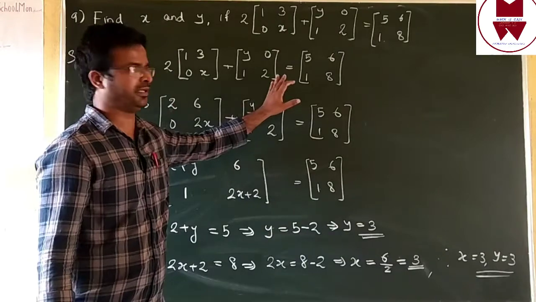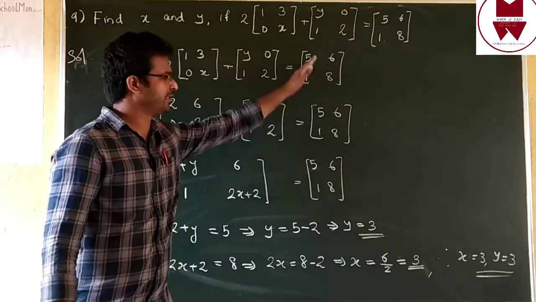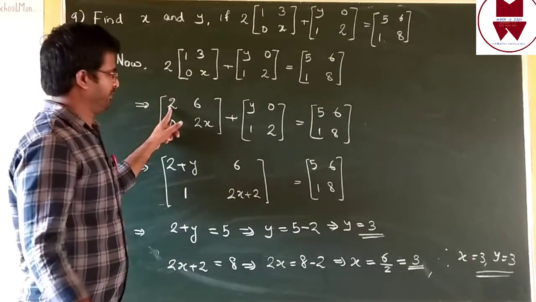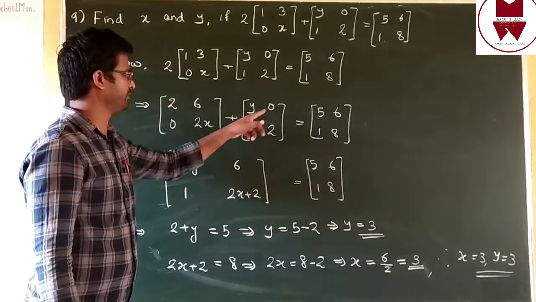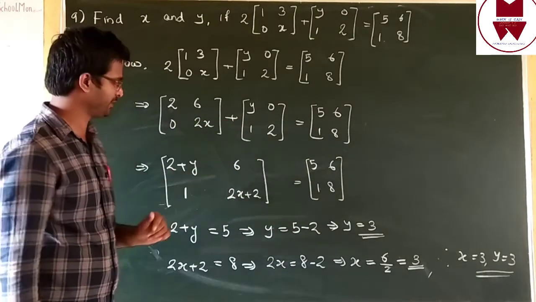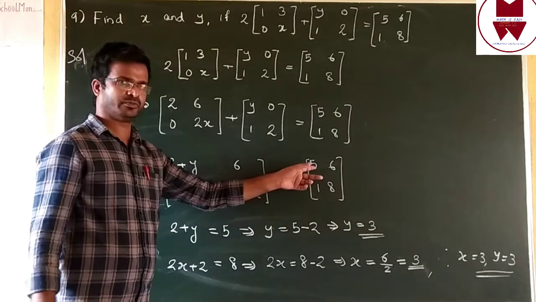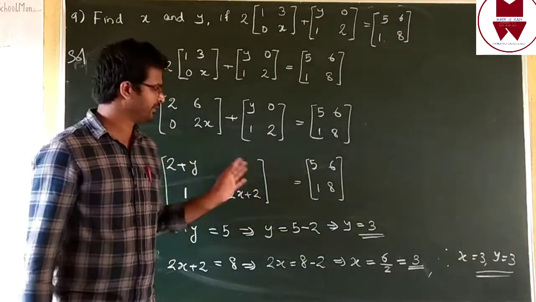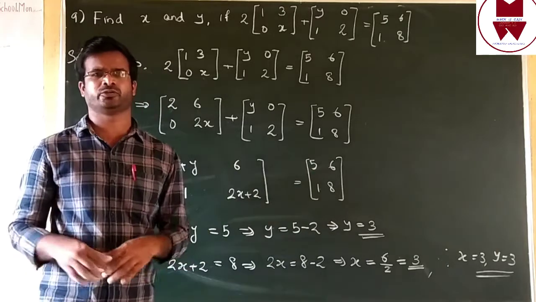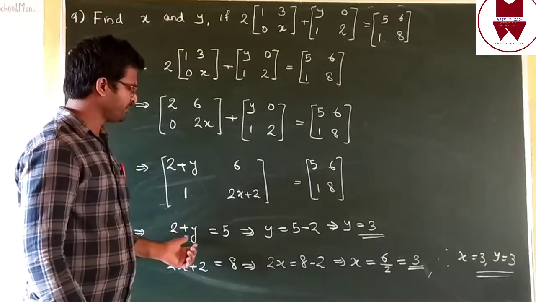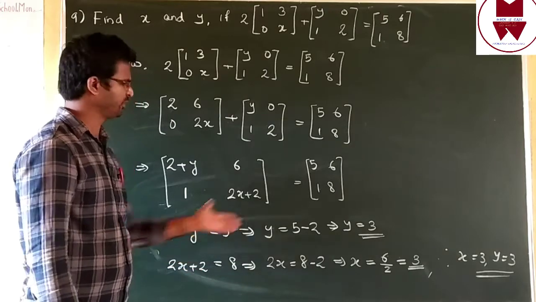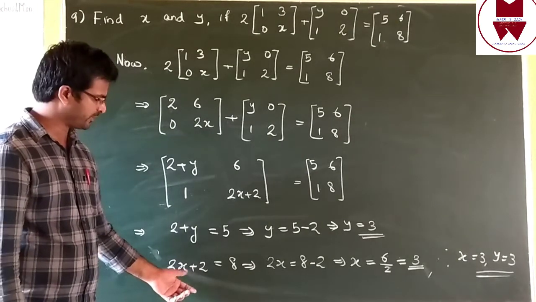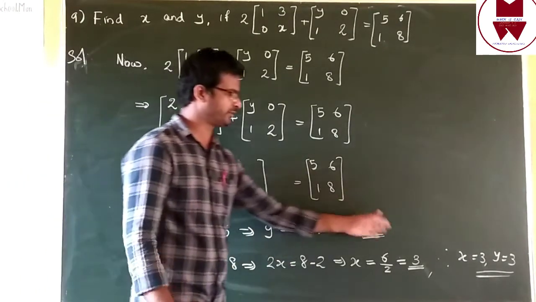First, do only the left side and right side; nothing is there on the right, only one matrix, keep always the same. Then using the 2, just multiply all the elements, and then corresponding elements you can add: 2 plus y, then 6 plus 0, 0 plus 1, 2x plus 2. Then 2 plus y you get 5, then 2x plus 2 you get 8, because we need x and y, isn't it? Other numbers are the same, no need to do anything. You will get two equations. From the first equation we will get y. This 2 bring to the right side, lower class also you have studied, isn't it? And then from the second equation 2x plus 2, from here we can find out the x value. Both answers we got 3.